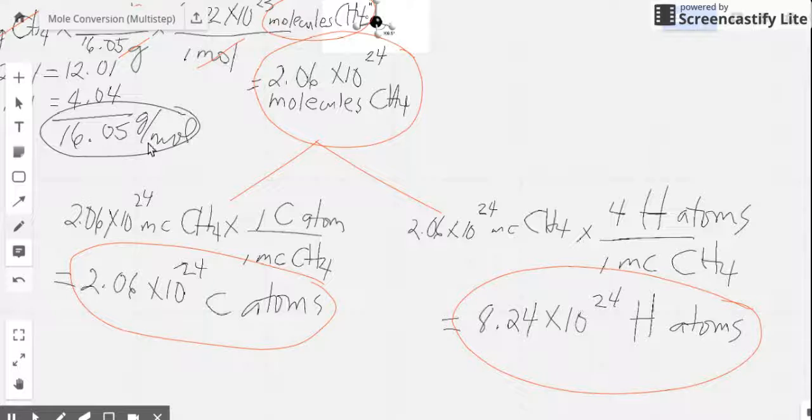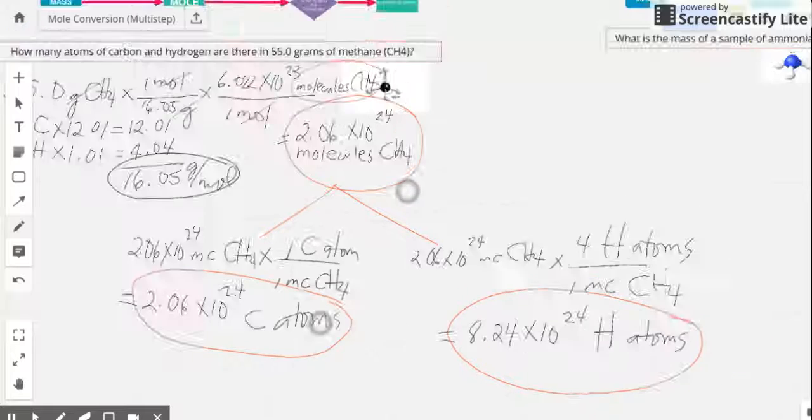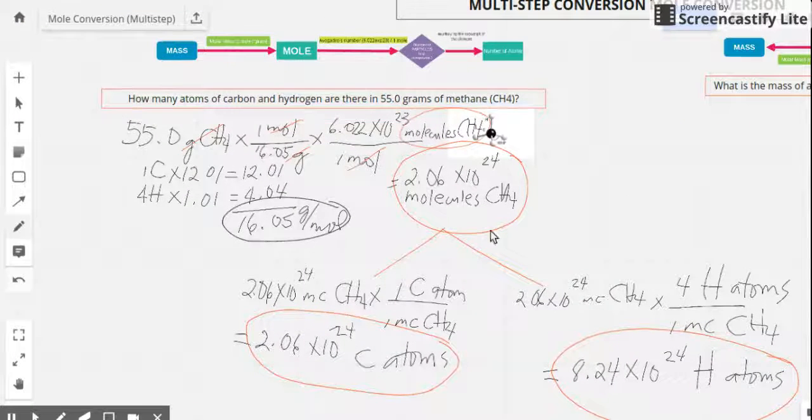So, let's look at the answers now. From getting the number of molecules of CH4, we know that it has the same number of carbon atoms because for every one molecule, we only have one carbon atom. But we have 4 times as many hydrogen atoms in our 55-gram sample because in every compound of CH4, there are 4 hydrogen atoms. So that's how you do a multi-step problem if you are given the mass, and then you are to get the number of atoms.